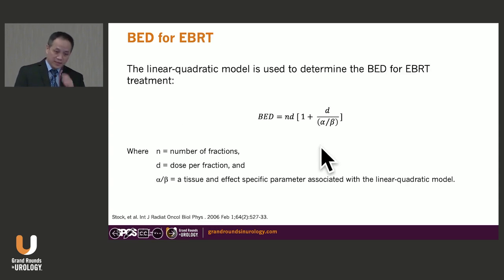I also listed the BED for external beam because I want to show the difference between them. For the external beam, the formula is even simpler. All the detail you can find in Dr. Stock's paper. For this formula, the alpha-beta ratio is 2 for prostate, and the only two variables are the number of fractions and the dose per fraction.